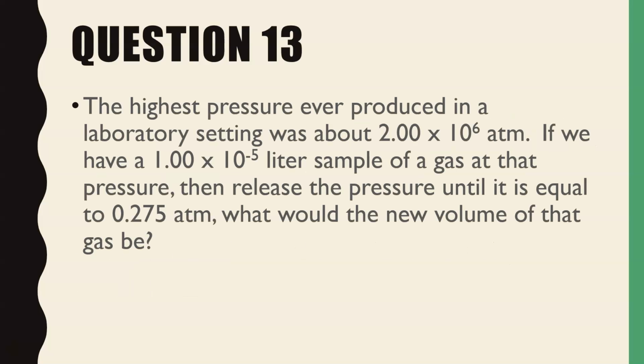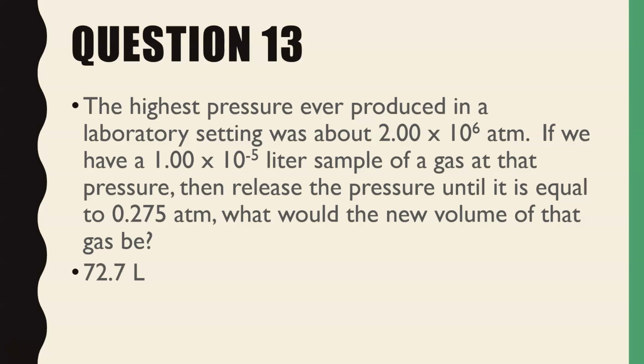Question 13 says the highest pressure ever produced in a laboratory setting was about 2.00 times 10 to the 6 atmospheres. That's a lot of pressure. If we have a 1.00 times 10 to the negative 5th liter sample of gas at that pressure, then release the pressure until it is equal to 0.275 atmospheres, what would the new volume of that gas be? Pause this video and come back when you have an answer.